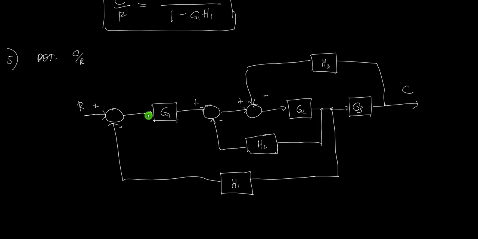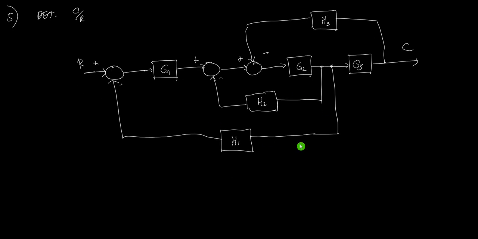Determine C over R. So let us solve this. This is a more complicated block diagram. C over R. For me, we can interchange also the summing point. It's the same as the takeoff point. We can just interchange them and nothing will happen.